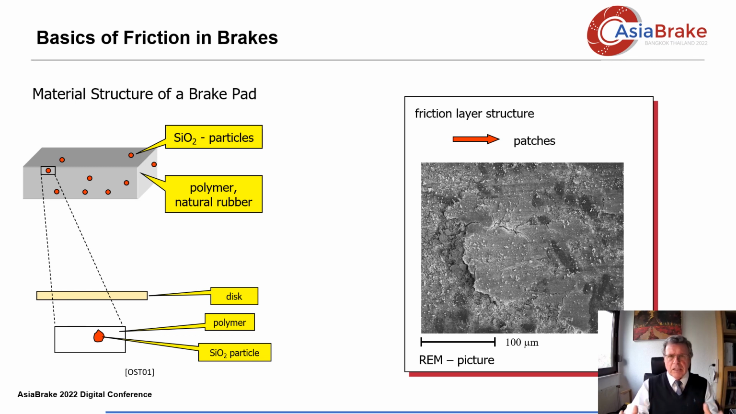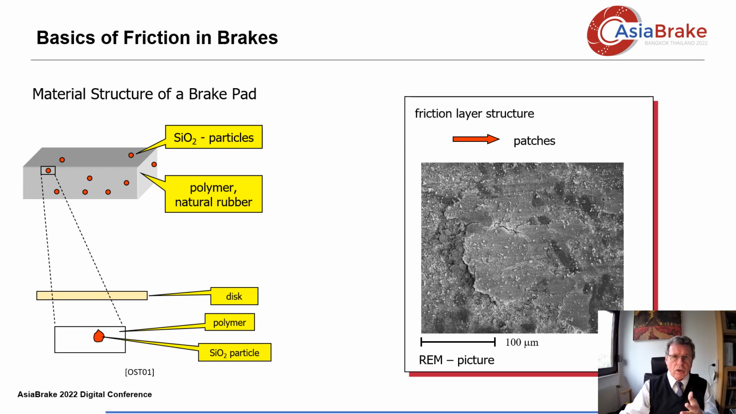The simplest material structure of a lining is outlined here. You have sand grains, they're bound into a polymer matrix. Let's look at a small section of this lining which contains only, here you can see it, a very small particle or one single sand particle. And if the grey cast iron now is pressed against it, a patch around the sand particle is formed, which can be seen in the REM picture on the right.